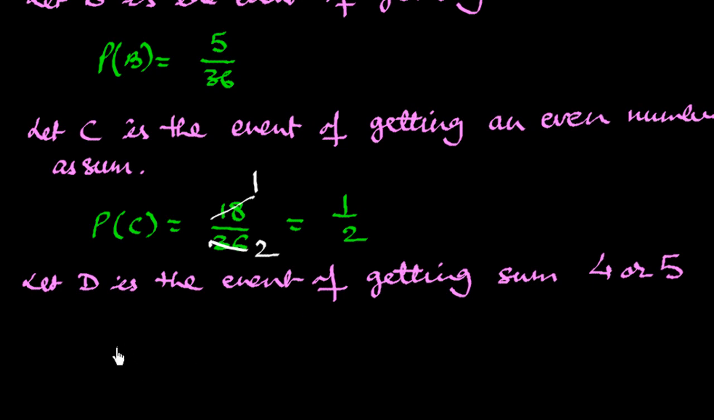So we are getting the probability of D. We have 3 plus 4, which is 7 over 36. So this is the probability of getting the sum 4 or 5. Either it may be 4 or it may be 5. So 7 over 36.